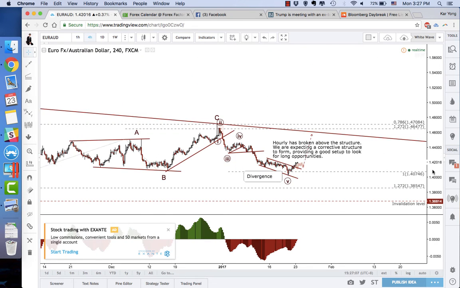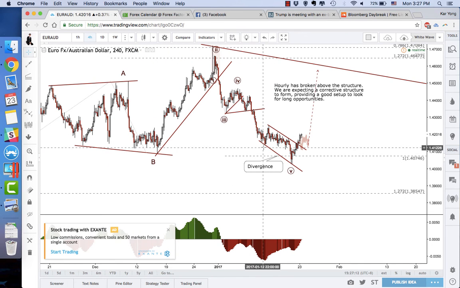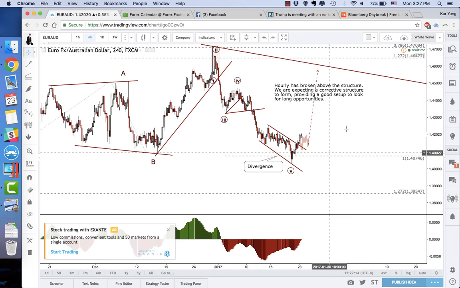On the 4-hour time frame, it's actually showing you signs that it's turning. We have a very nice divergence happening over here. You can see MACD and price is printing a very nice divergence.